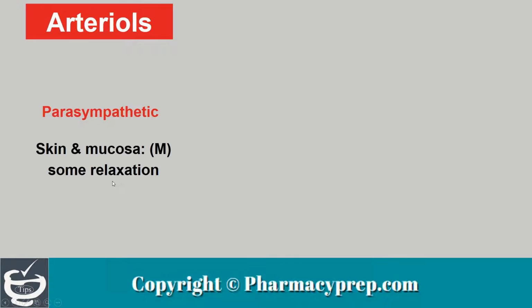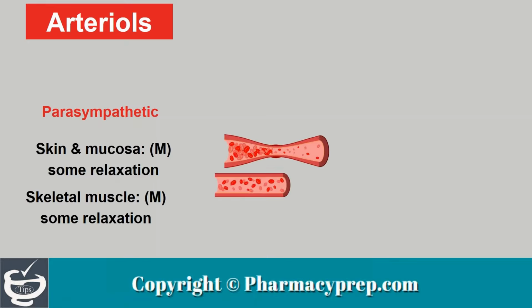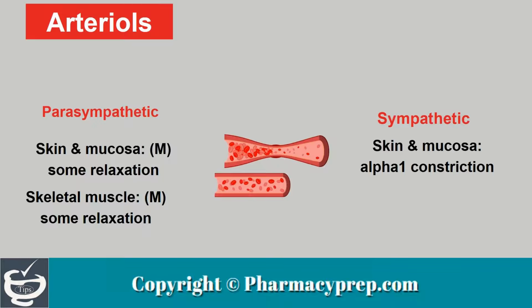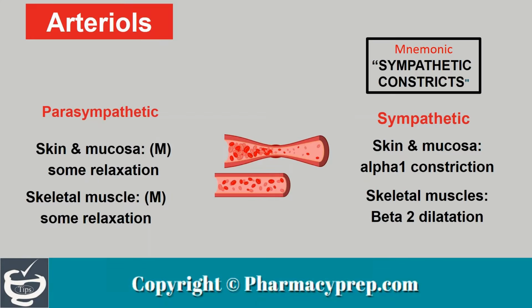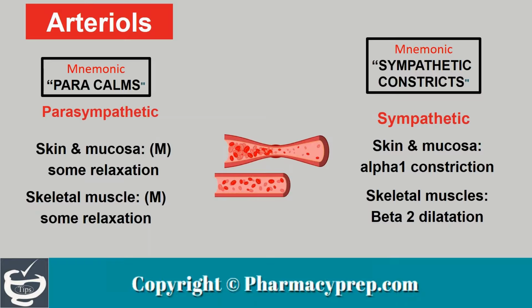Next, arterioles. The effect of parasympathetic on arterioles in the skin and mucosa causes some relaxation, but the effect is not great. However, the sympathetic effect on alpha 1 is very powerful, which is constriction. So sympathetic constricts, whereas para calms down.